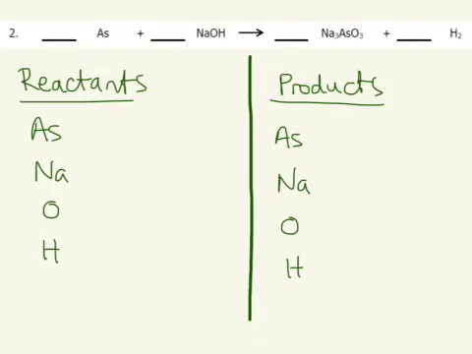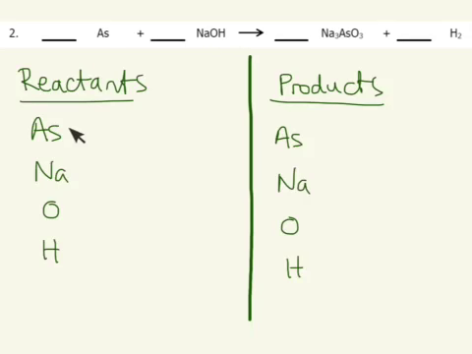Okay, let's have a go at balancing this equation. Alright, now we need to count. So first of all, I have one of this thing here, which is, I think it's called astatine, but I could be mistaken. I'm just going to call it AS. So I have one of those. I have one sodium, one oxygen, and one hydrogen.